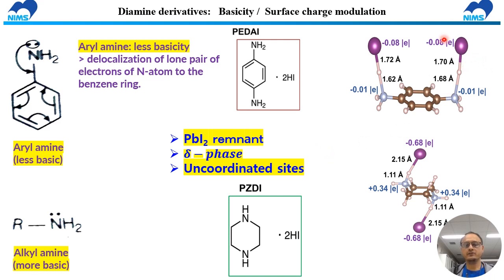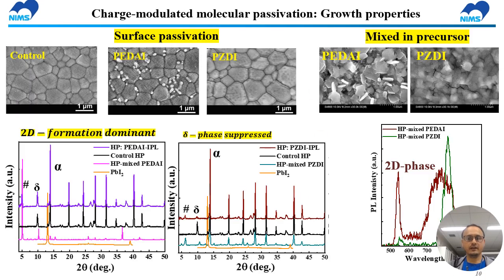We also have positive points of different surface charge on these molecules. Interestingly, in the surface of the films treated with PADI and PZDI, the significant difference we can see is some small crystallites. Those crystallites could be small crystallites formed with the 2D phase.